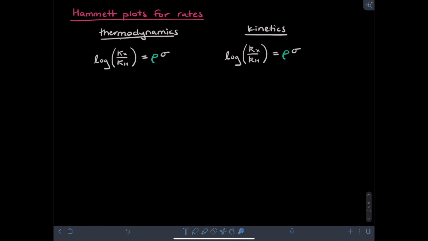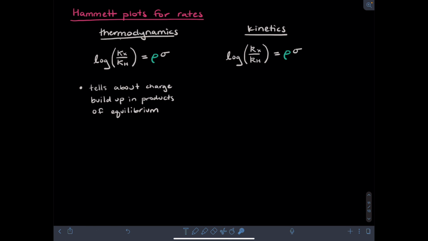For the kinetic variation on the Hammett plot, you would be looking at log values for the ratio of rate constants, where you're taking the rate constant with your X substituent and dividing it by the rate constant with hydrogen in its place. Hammett plots in the realm of thermodynamics will tell you about charge buildup in the product side of an equilibrium.